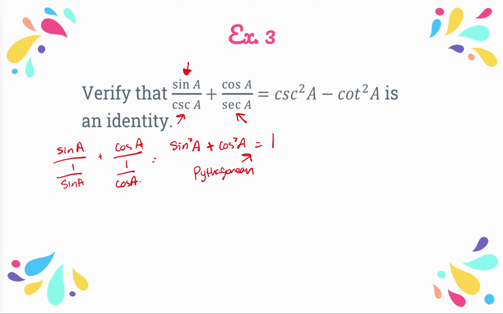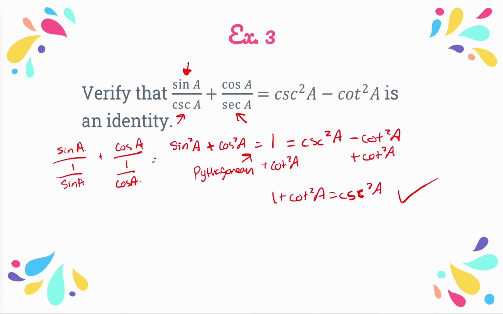So we get 1 equals cosecant squared A minus cotangent squared A, which is also a Pythagorean identity, right? If we add cotangent squared A to both sides, 1 plus cotangent squared A equals cosecant squared A, which is also a Pythagorean identity.